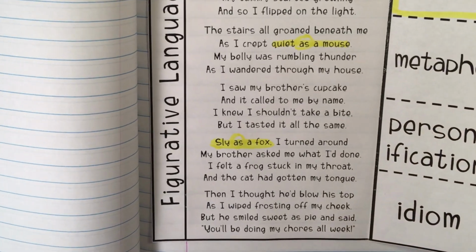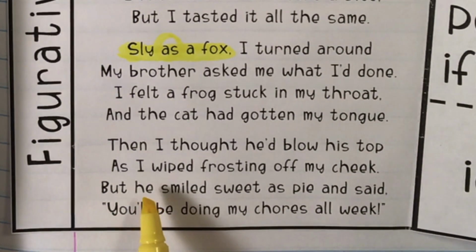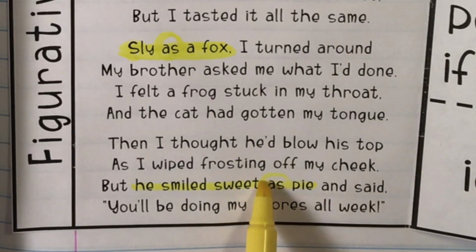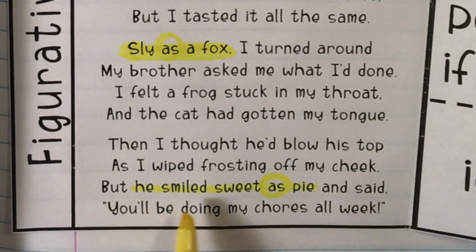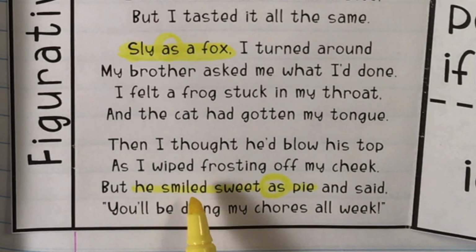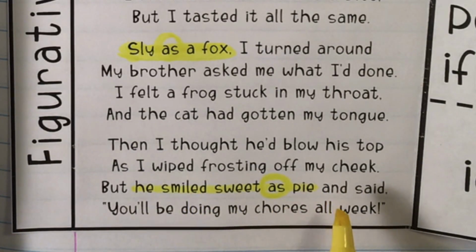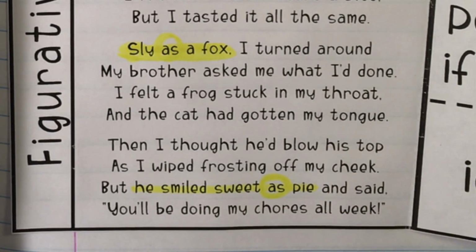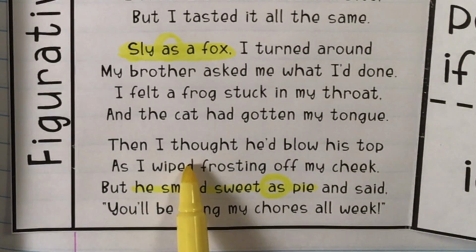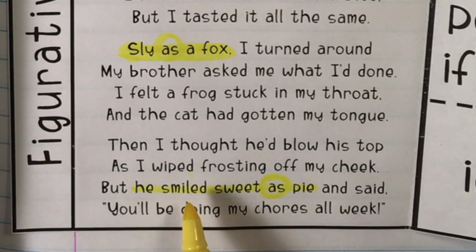Okay, let's look for another one. He smiled sweet as pie. Okay, now here I'm comparing his smile and the sweetness of his smile to the sweetness of a piece of pie. Now, the sweetness of a piece of pie I can taste, and his smile, I can just say, oh, he's so sweet. So sweet kind of has two different meanings there. So I'm really comparing something that isn't the same at all. You can't compare something like, oh, she's a sweet girl, to the sweetness of a piece of candy, because those are two different kinds of sweet. But that's what I'm doing.